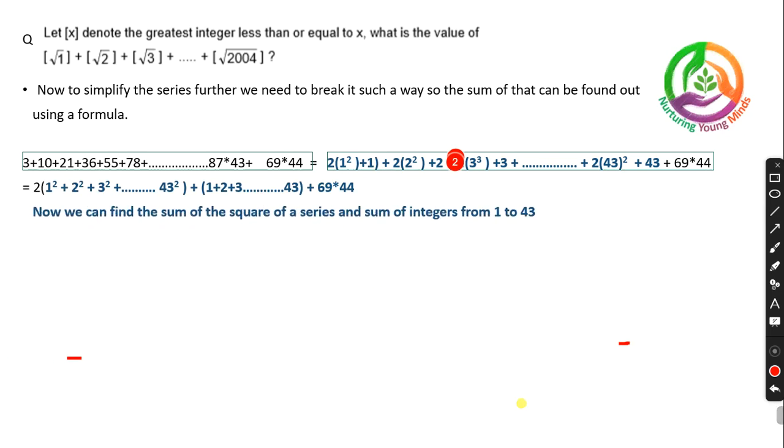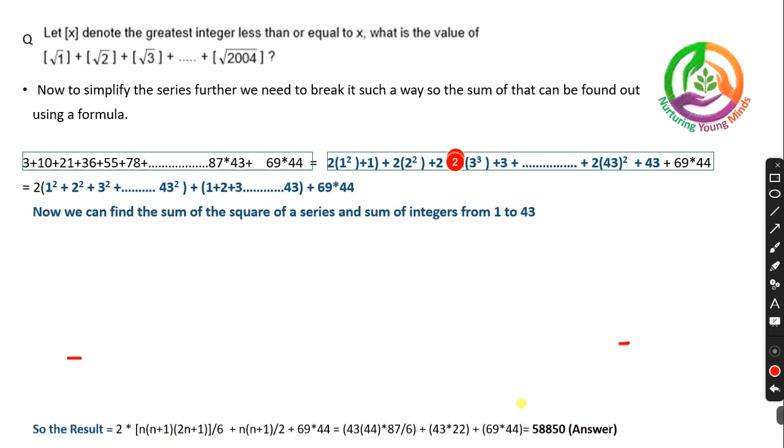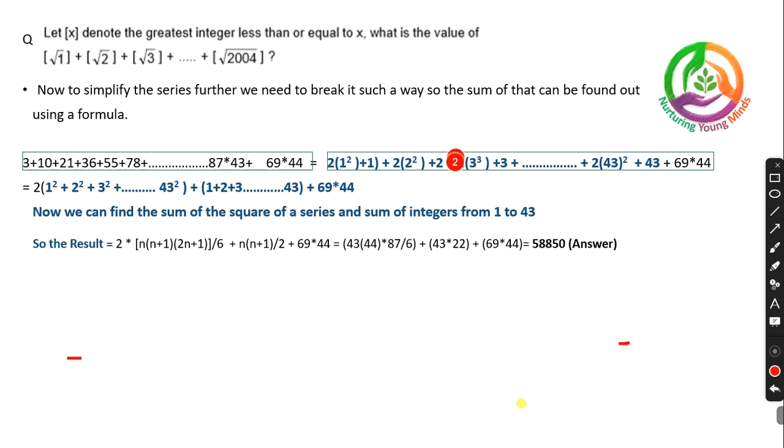Now we can find the sum of the squares of the series from 1 to 43, and you also know how to find the square numbers. The sum of square numbers can be found using a formula, and the sum of 1 to 43, adding all these numbers, can also be found using a formula. So what is the formula for finding the sum of squares?